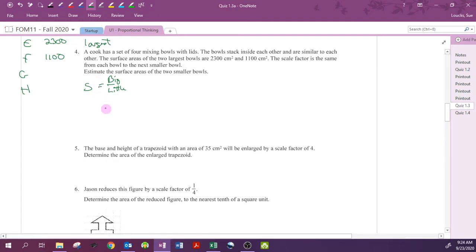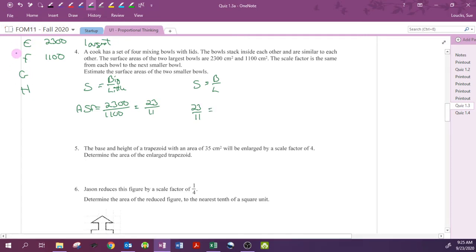Okay. So my scale, and the scale factor, the area scale factor for all of them, I'll be clear that this is the area scale factor I'm talking about, is going to be the same between any 2 consecutive bowls. So it's 2,300 over 1,100, which reduces to 23 over 11. And I could change that to a decimal, but I'm not going to. It's just as easy to leave it as a fraction because we're doing proportions anyway, so we're not really dealing with it as a fraction. And then my scale is going to be the bigger one over the littler one. So 23 over 11, because that's now my scale.